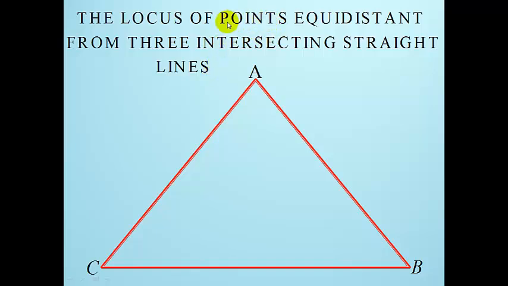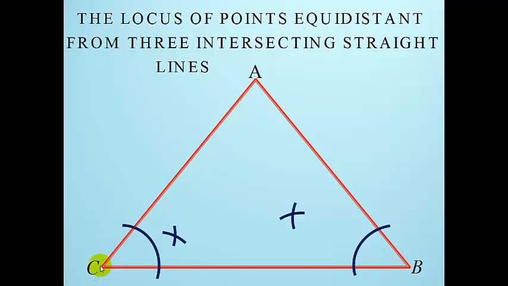Take note, locus of point equidistant from 3 intersecting straight lines. We can see the straight lines AC, AB, and BC. So we bisect any 2 angles. So we bisect the angle at C and the angle at B. And you know how to bisect an angle. You stand at point C, open to a reasonable radius and describe the arc. Stand at this point, describe this arc. Stand at this point and describe the arc. You draw a line from C passing through the intersection of the arc. That will give you the bisection of the angle at C.